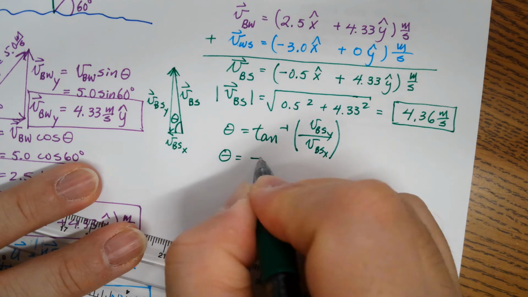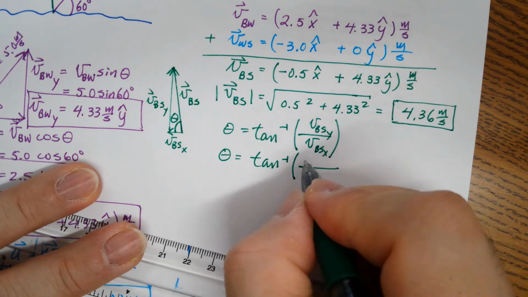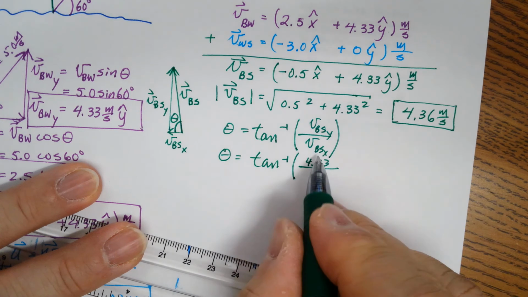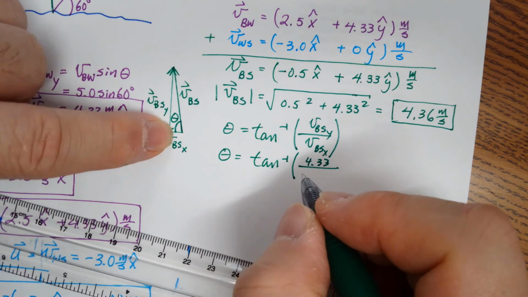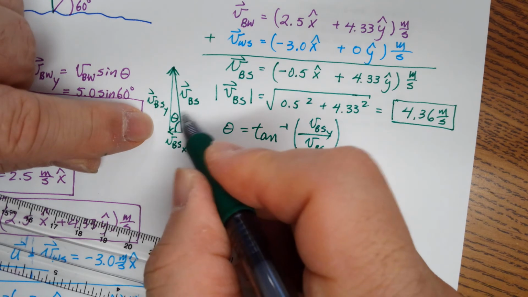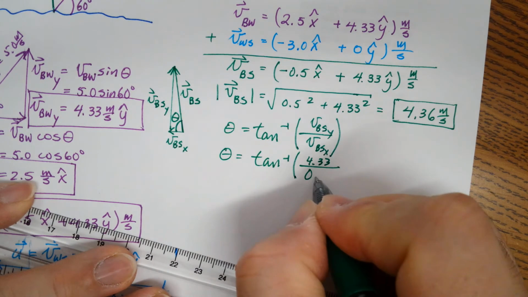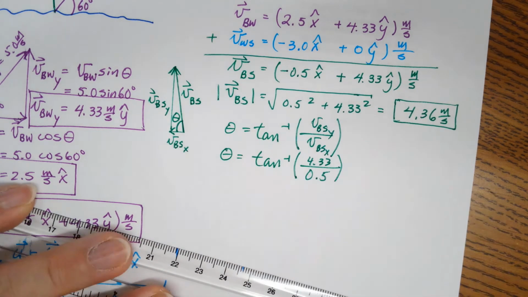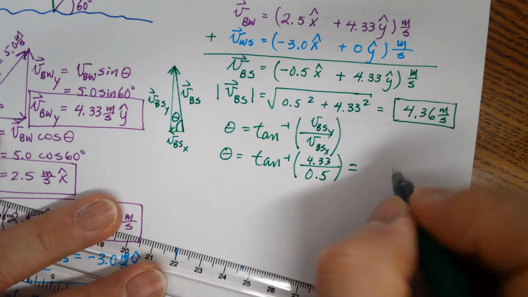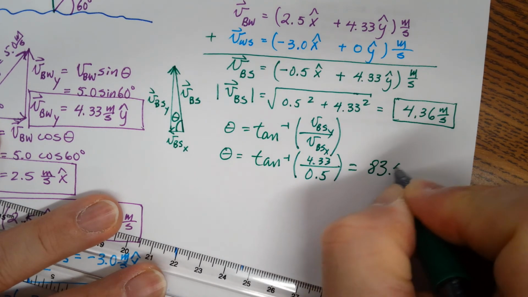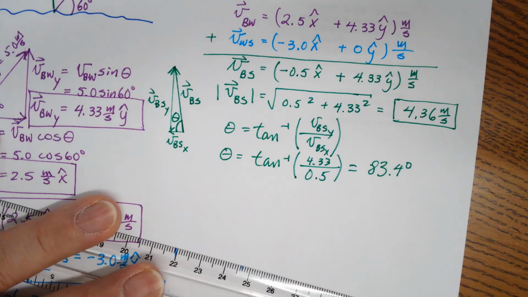Therefore, my theta is equal to tan inverse of, right, VBSY is 4.33. VBSX is, you could put negative 0.5, but it just means that it's going clockwise. When you get an angle, it's negative. So since it's a reference angle, you could just put 0.5 in there. If you work that out in your calculator, I think you'll get something like 83.4 degrees, which makes perfect sense because this is very close to almost 90 degrees here.